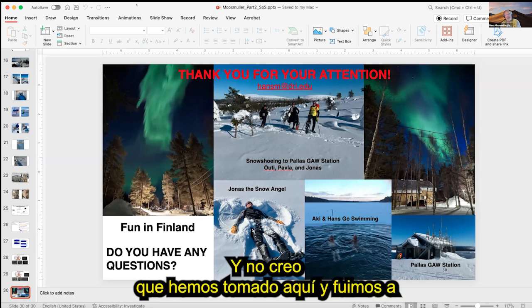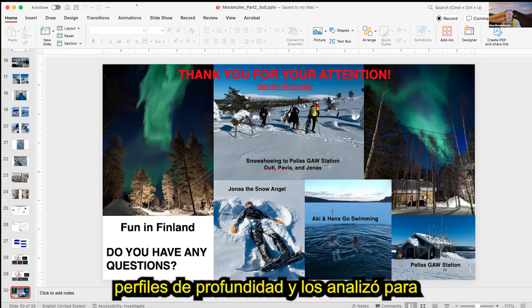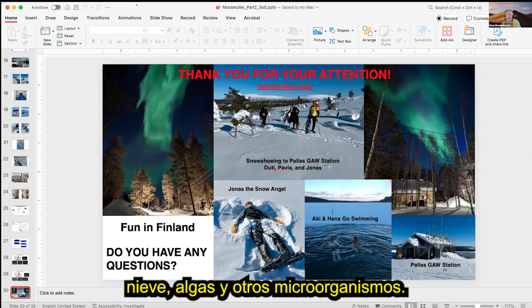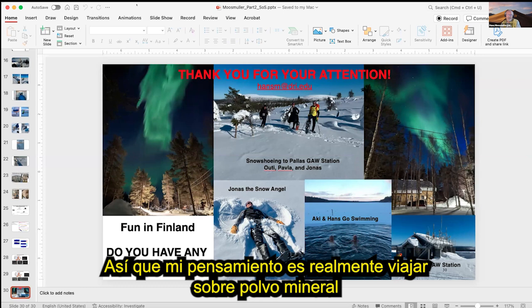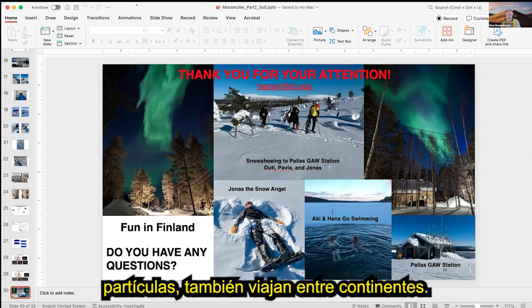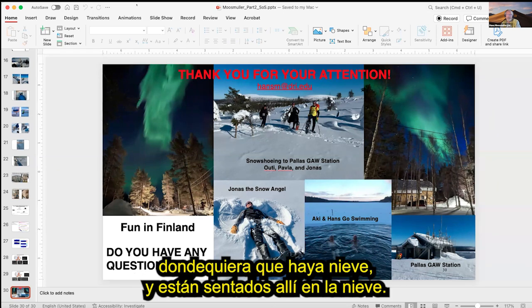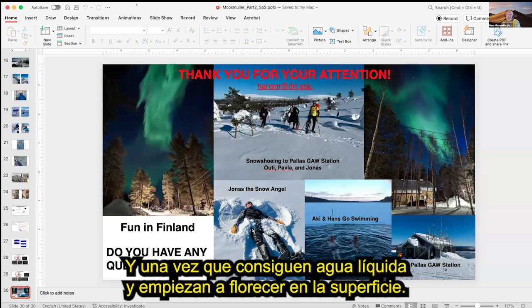And I do not believe that. We've taken here in winter depth profiles and analyzed them for snow algae and other microorganisms. And during winter, we saw them at all heights. So my thought is they really travel on mineral dust particles, also travel between continents. So we find snow algae wherever there's snow, and they're sitting there in the snow. And once they get liquid water, then they start blooming at the surface.